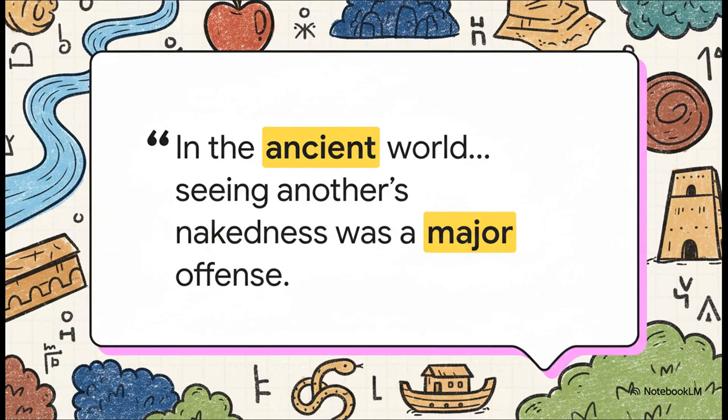Okay, think about that really strange story with Noah after the flood, where he gets drunk and his son Ham sees him naked. To us, it sounds awkward, but why was it such a massive deal? Well, the footnotes explain it perfectly.